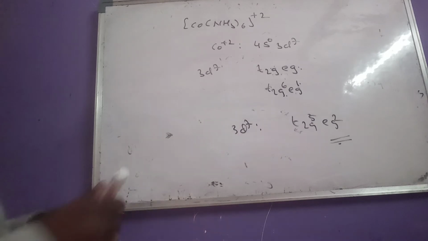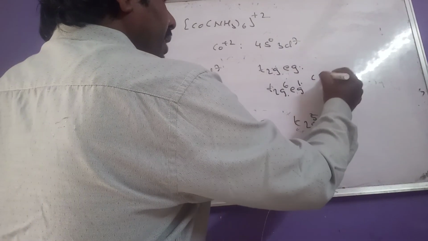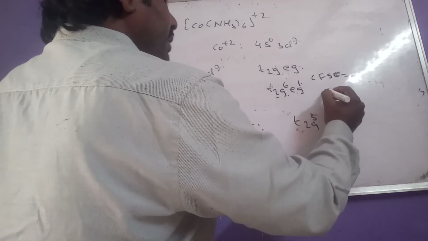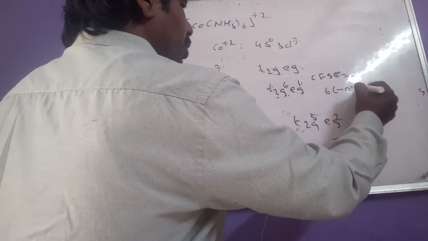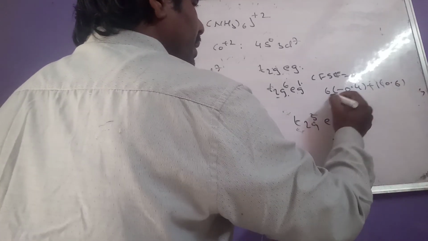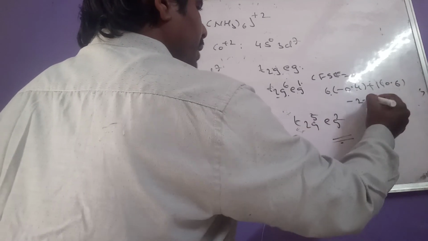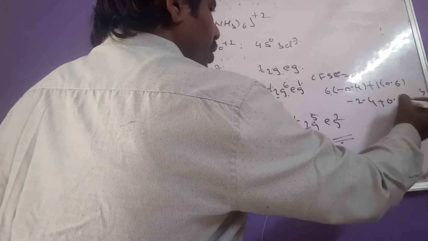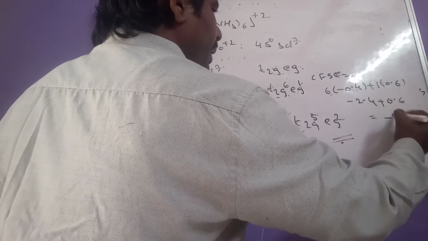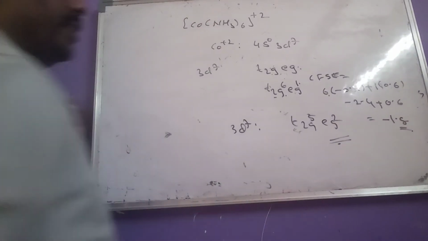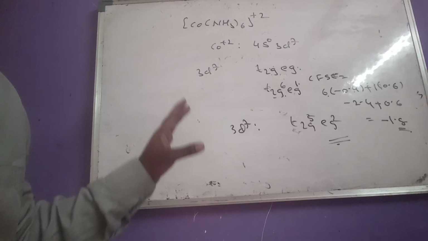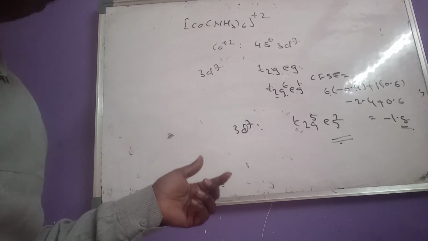In this case, the crystal field stabilization energy equals 6 into minus 0.4 plus 1 into 0.6. 6 fours are 24, so minus 2.4 plus 0.6. We get minus 1.8. That is the crystal field stabilization energy calculation. So this is regarding crystal field theory.